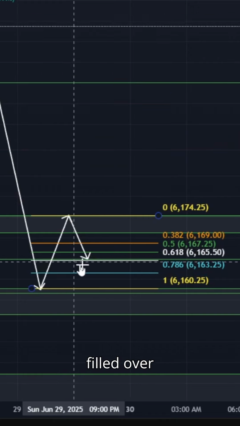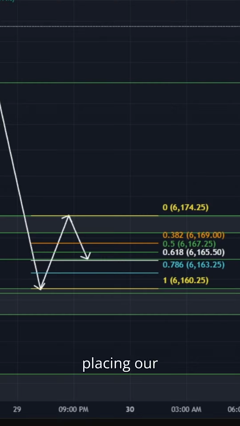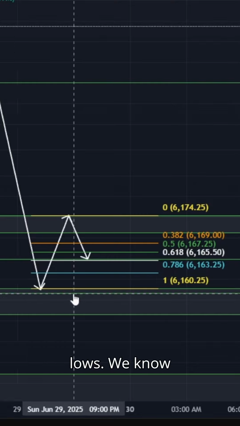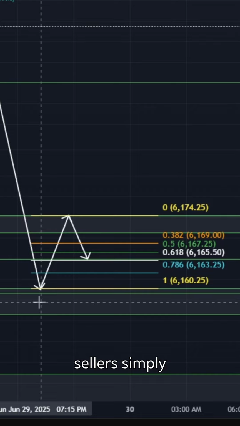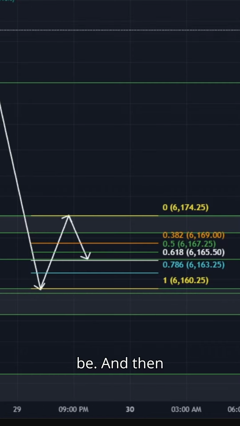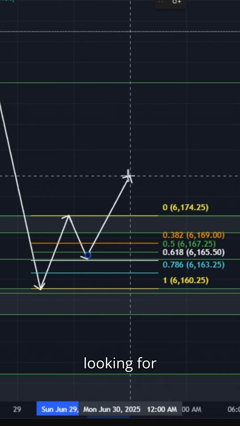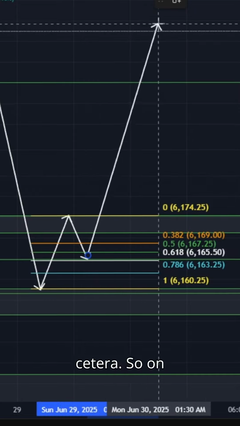So once we get filled over here, we're placing our stop loss behind the lows. We know that contextually, if this false breakdown is to work, then sellers simply cannot make more lows. So if our trade idea is to be invalidated, that's where we want our stop loss to be. And then from here, we're just looking for upside targets, 1R, the high of the day, etc.